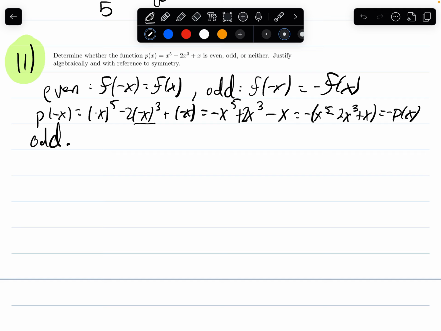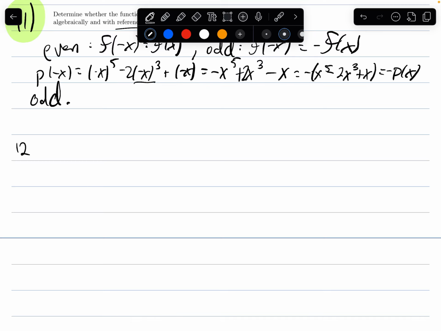Now, when they talk about reference to symmetry, so if we just did it algebraically, reference to symmetry would mean if you were to graph this out, what would it look like? And if you were to graph it out, you should see that it's symmetric around the origin. And I'm not going to do that here, but you could do that on Desmos.